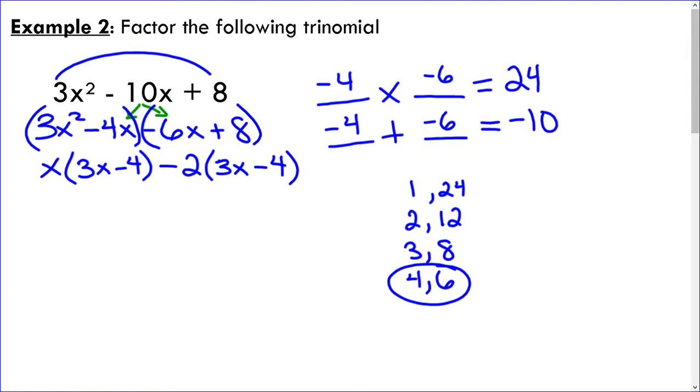Then I see that I have a common type 2 factor problem where I have 3x minus 4 in each set of brackets. So I'm going to take out that 3x minus 4, and then what's left over is x minus 2.